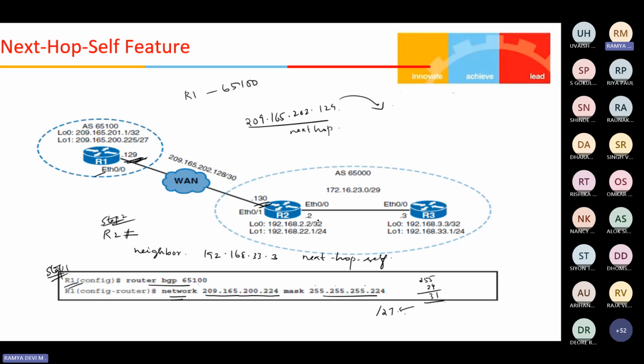Okay, so this will tell R2 to replace the next hop address with its own IP address when it is advertising the routes to R3. So when it is advertising any particular route to R3, it will replace the next hop IP address with its own IP address. So now R3 can see what is the next hop. Okay, if I want to reach R1, this will be my next hop, which can be reachable.